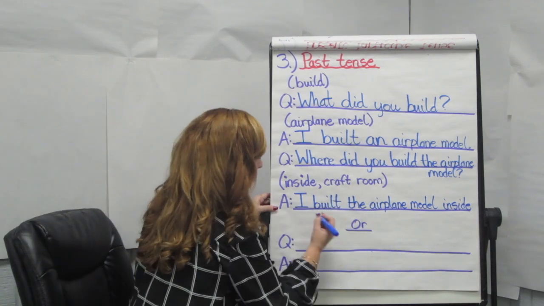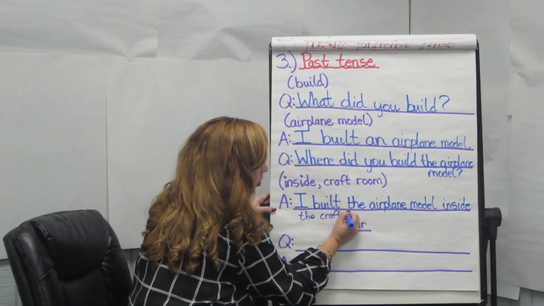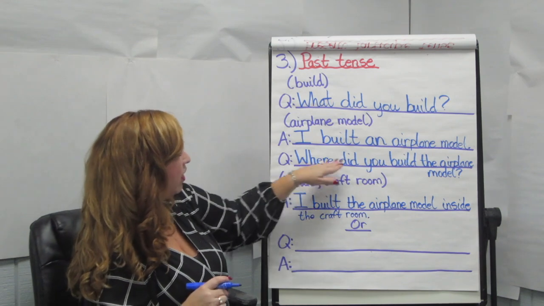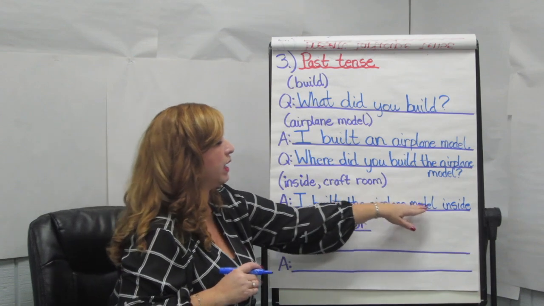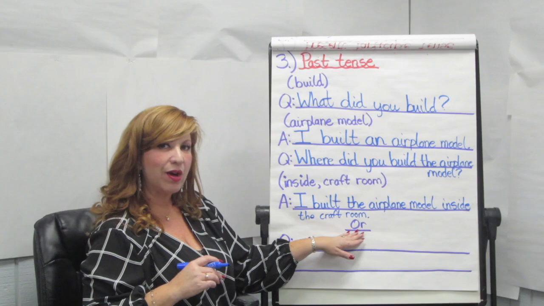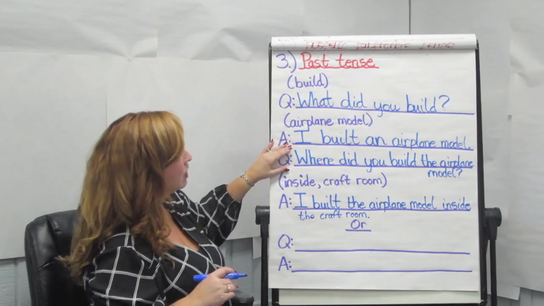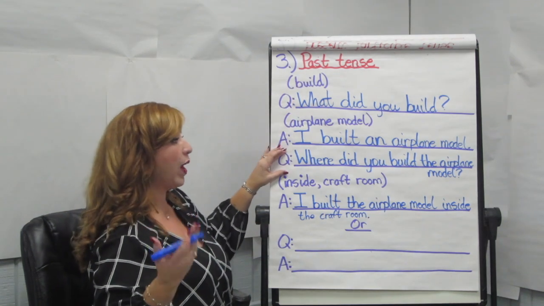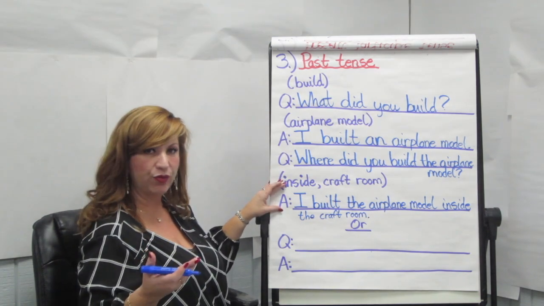So I ran out of room, so the craft room. So again, where did you build the airplane model? I built the airplane model inside the craft room. So now we could actually combine both the what and the where. So again, what did you build? I built an airplane model. Where did you build the airplane model? I built the airplane model inside the craft room.